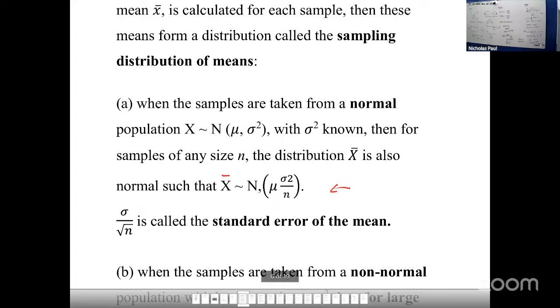X bar means sample distribution of mean. So the sample distribution of mean is also normal, with the same mean, but the variance is now sigma squared on n. Sigma squared on n. Sometimes they have something called standard error. Standard error is just the square root of this.